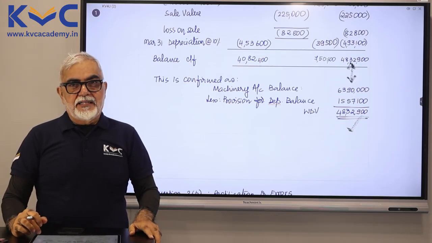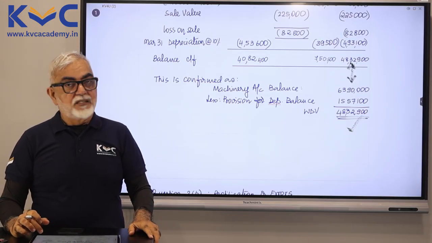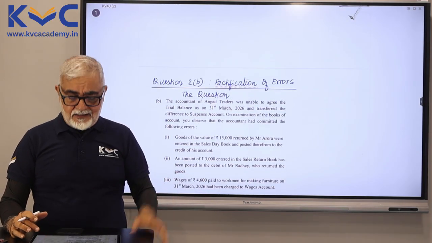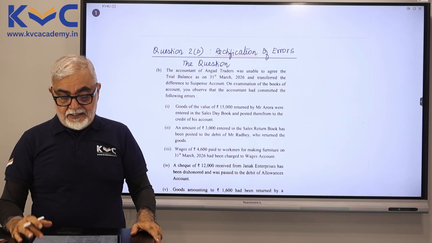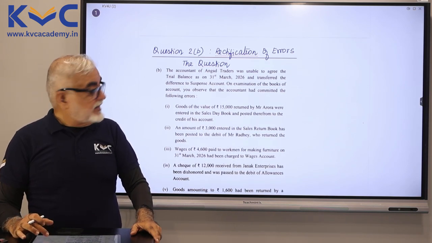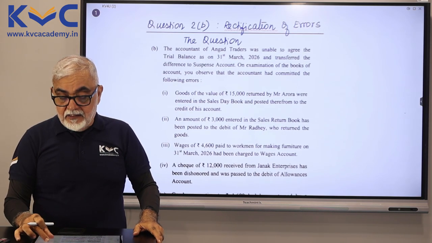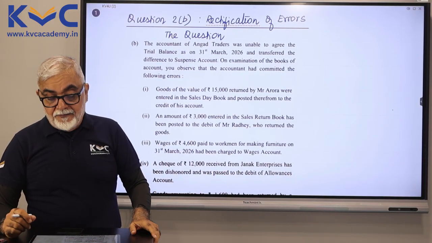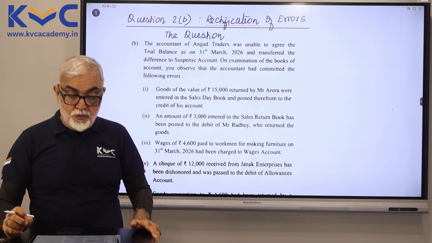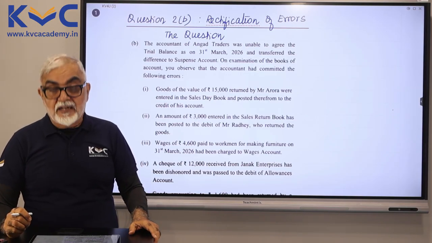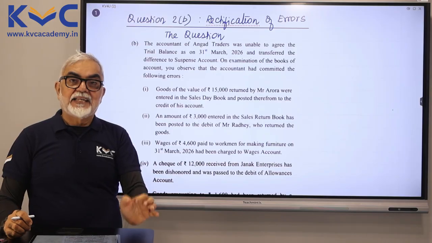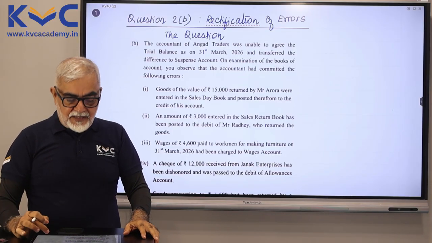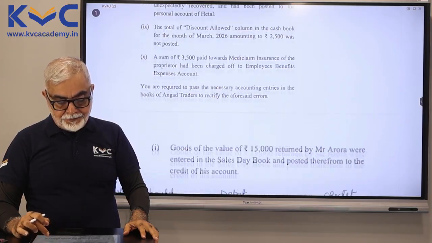The 2B part came from rectification. Always a compulsory question like this, okay? Because every time they ask. So what was the question? The accountant of Angad Traders, unable to agree the trial balance, transferred the difference to a suspense account. On the examination of the books of accounts, you observe that the accountant had committed the following errors. So it is in the same year, you have to use suspense account. Okay? We'll start with the first transaction.